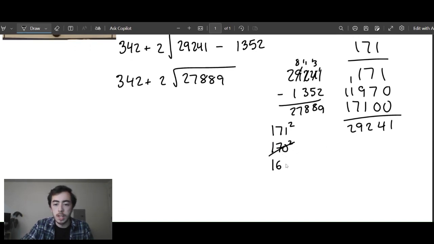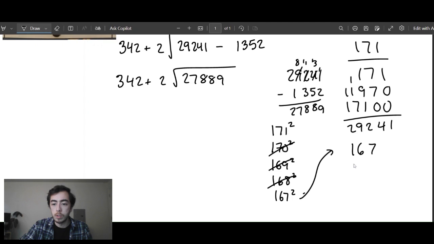If I do 169 squared, I'm just kind of studying this ones place. I'm going to get a 1 in the ones place. That's because 9 times 9 is 81. So when I do that multiplication, I'll just get a 1. That doesn't work. 168 squared will end in something with a 4, because 8 times 8 is 64. That doesn't work. 167 squared, 7 times 7 is 49, and this ends in a 9. So this seems worthwhile to double check. Is the square root of that 167?